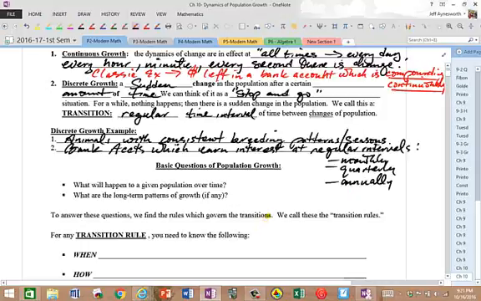Now there are two basic questions which we can talk about. What will happen with a given population over time? Meaning, will it increase, or will it decrease? And then the next question is, if it does increase, then by how much? If it does decrease, then by how much? Those are important questions, especially when it comes to money.